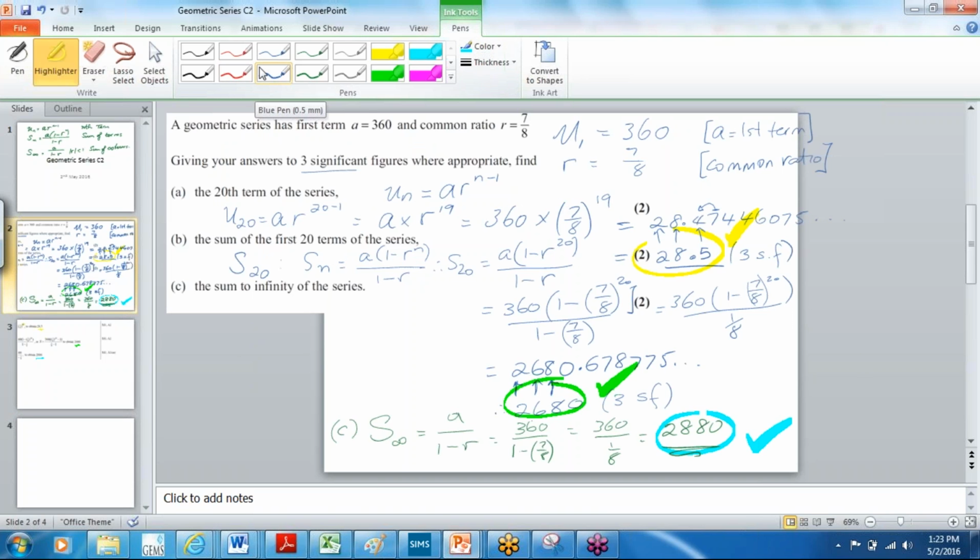This is a simple question on geometric series. I would hope that you would find other questions very similar to this question. Give them a practice.